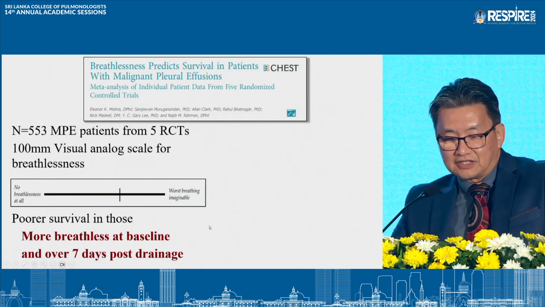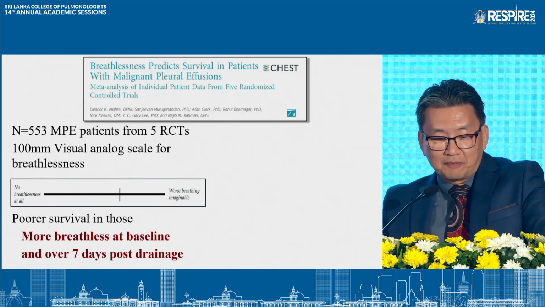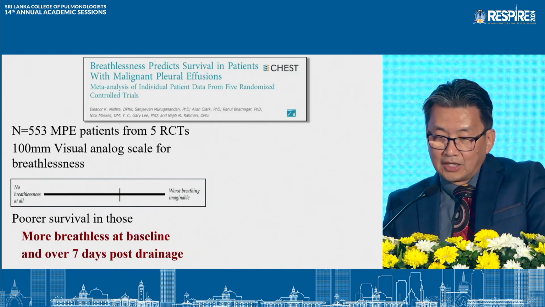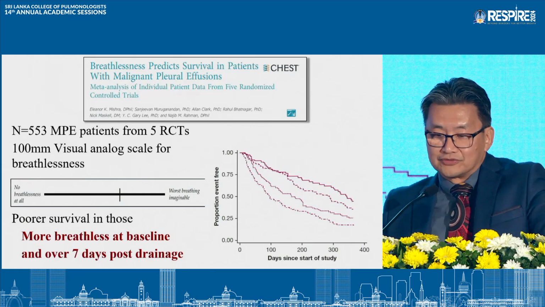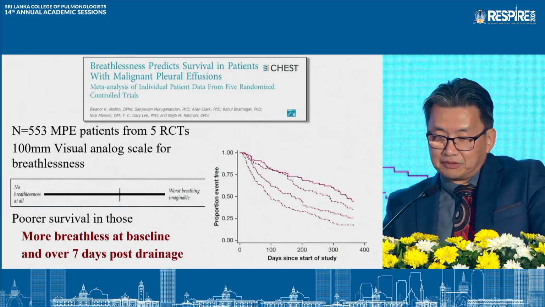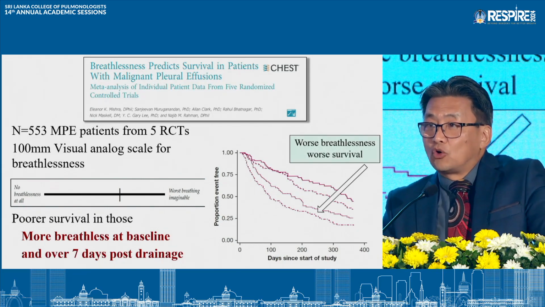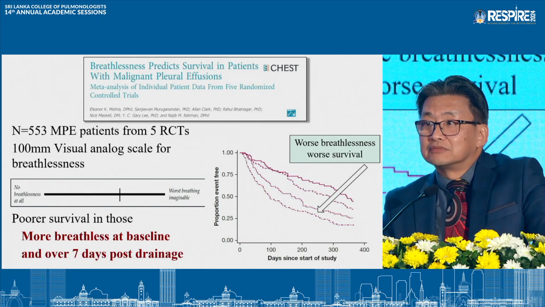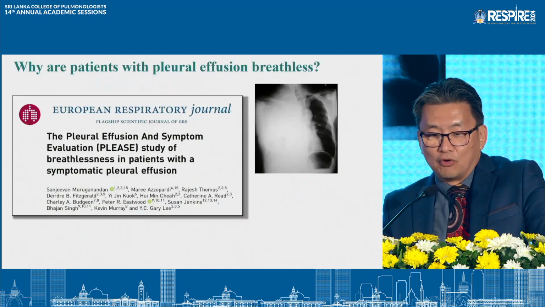And she found that those who have more breathlessness at the baseline, and those patients who have more breathlessness in the 7 days after drainage, have poorer survival. And when we divided those 550 patients into 4 quadrants, and this is the Kaplan-Meier survival curve, those who have the worst breathlessness also have the worst survival. So breathlessness is not just a symptom, it's a very useful biomarker of how these patients will perform.